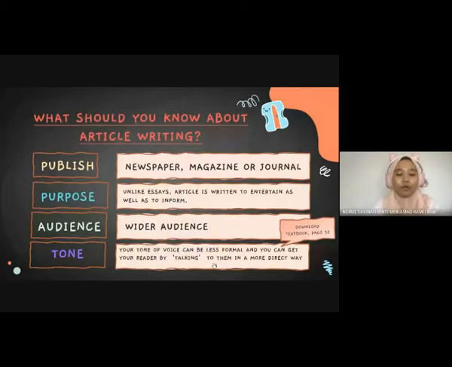As mentioned here in the slide, your tone of voice can be less formal, but still maintain the formality of register and the formality of sentence structure. It can be less formal by getting you to talk to the reader. We'll look at that later.